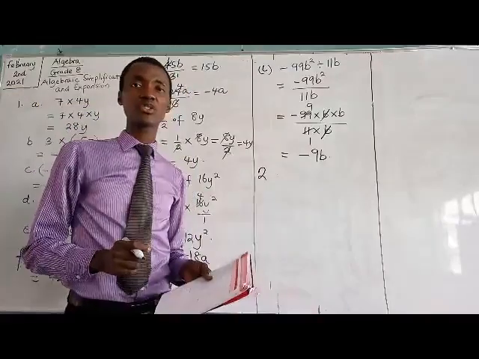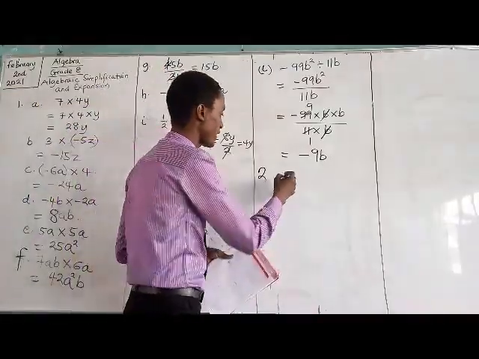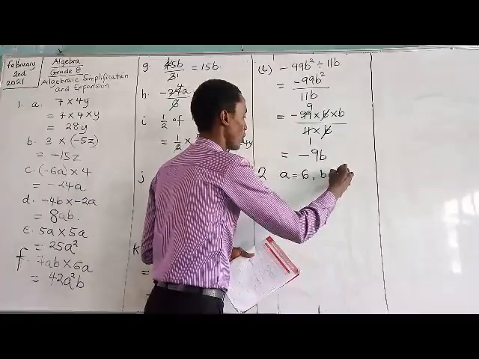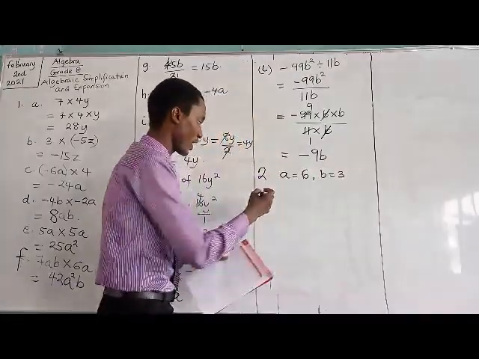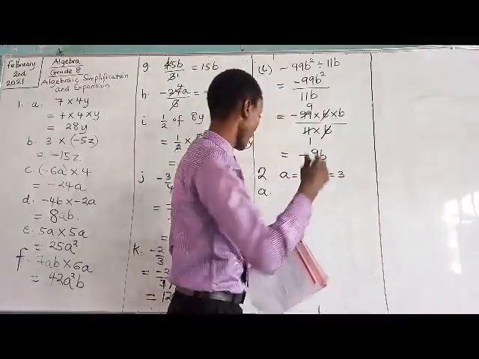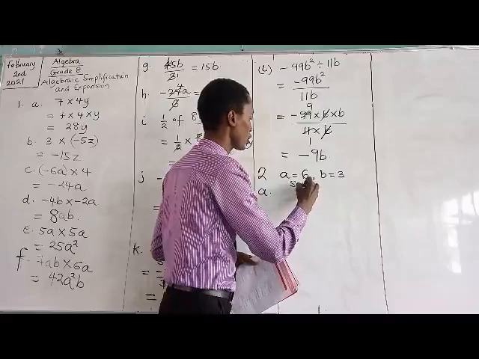Okay, we're back. And in question 2, we are given that a is equal to 6 and b is equal to 3. So we have a few questions to handle here. This aspect is testing what is called substitutions. Maybe I just put that somewhere. Substitutions.